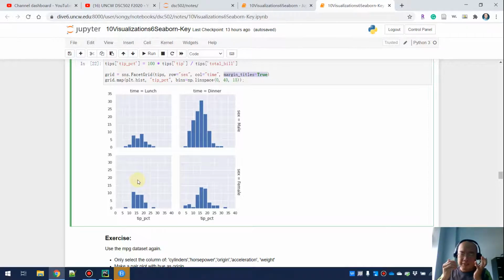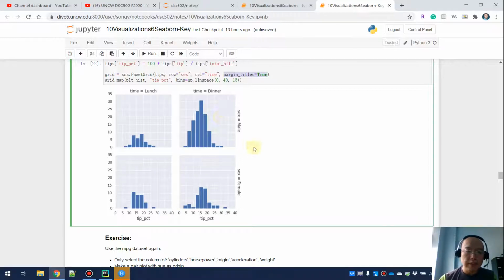Okay, so the point is, if you add all the bars' heights together, then you will have the total male for lunch and the total female for lunch. Okay, so you don't see too much difference between the male customers and the female customers, right? And then let's move on.